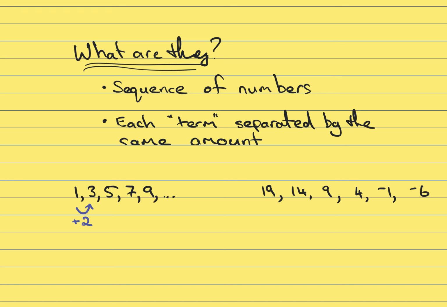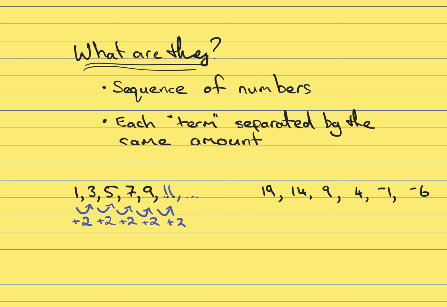But importantly, they're separated by a plus 2. So from 1 to 3 you have to add 2, from 3 to 5 you have to add 2, 5 to 7 add 2, 7 to 9 add 2, and if you added 2 again you'd end up with 11, and you keep going. So that's an example of an arithmetic sequence.